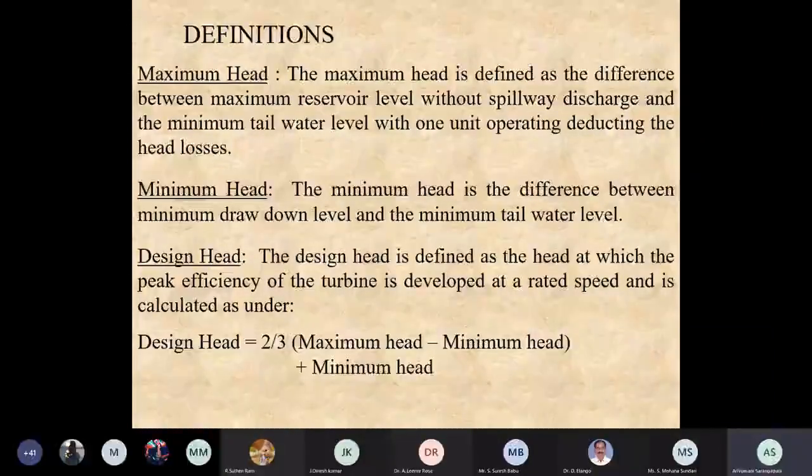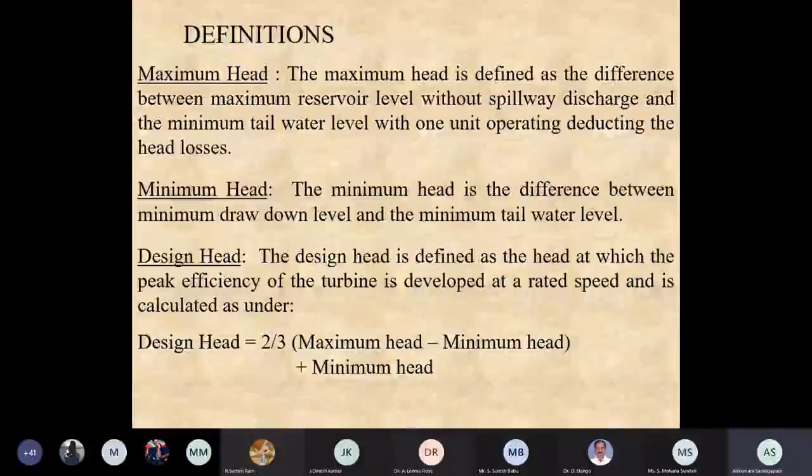And the design head. The design head is defined as the head at which the peak efficiency of the turbine is developed at a rated speed, and it is calculated as follows: 2/3 of the maximum head minus minimum head, plus minimum head. This will give the design head. So this is the overall view that I wanted to give you.